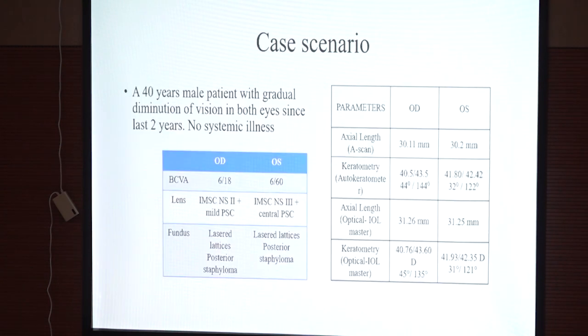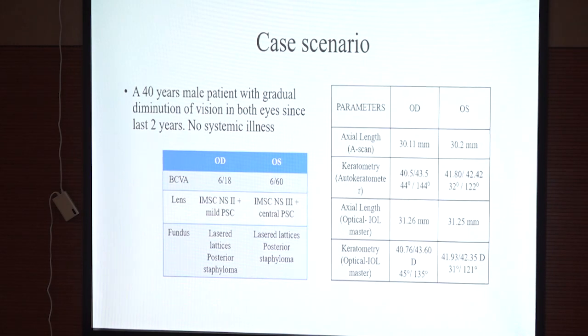We'll just move into one case scenario as to how to calculate the correct IOL power. This was a 40-year-old male patient who presented with gradual diminution of vision in both the eyes. The vision in the right eye was 6/18 and the left eye was 6/60. The cataract was present in both the eyes but was more in the left eye.